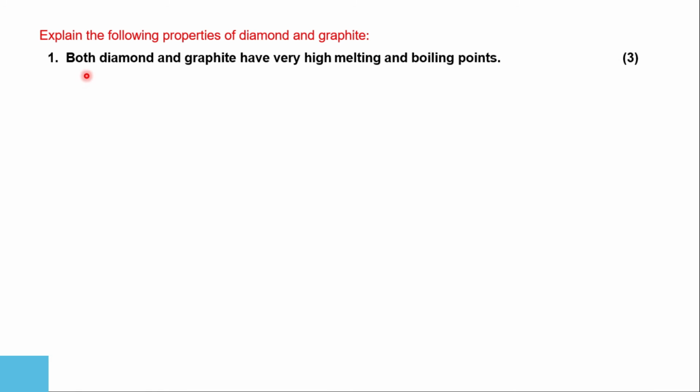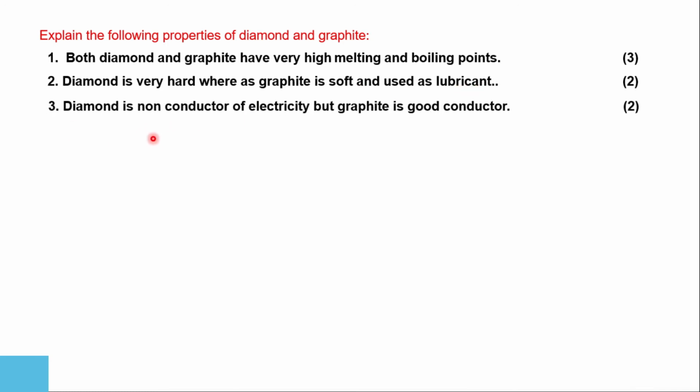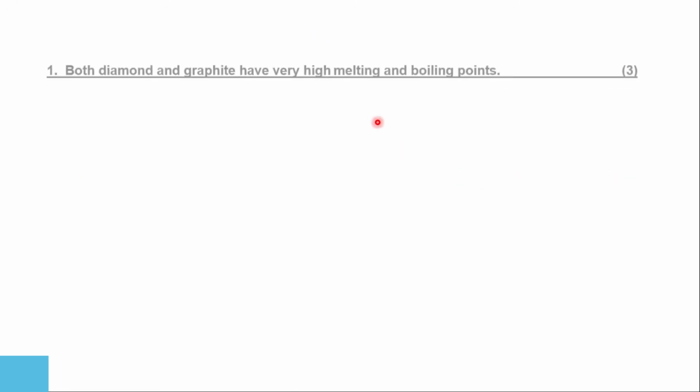The first: both diamond and graphite have high melting and boiling points. 2. Diamond is very hard, whereas graphite is soft and used as lubricant. 3. Diamond is a non-conductor of electricity, but graphite is a good conductor. And then the next question: draw the structure of diamond and graphite. So start with the first one.